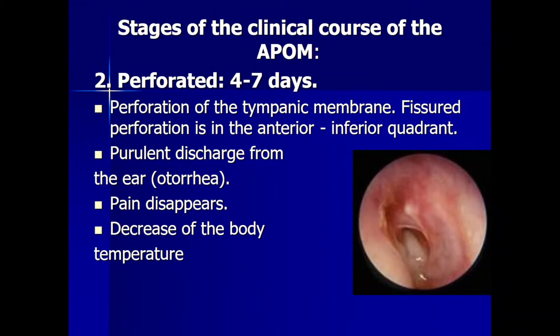The second stage, the perforated stage, reveals perforation of the tympanic membrane. Fissured perforation is in the anterior inferior quadrant. Purulent discharge from the ear is present at this stage. It's the main symptom of this stage, and pain disappears. Body temperature decreases and the condition of the patient starts to improve because the symptoms of intoxication also decrease.